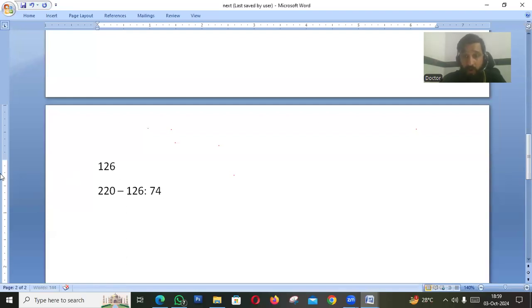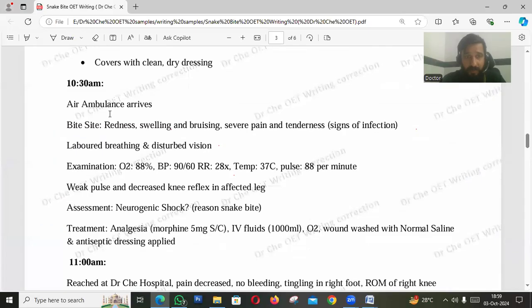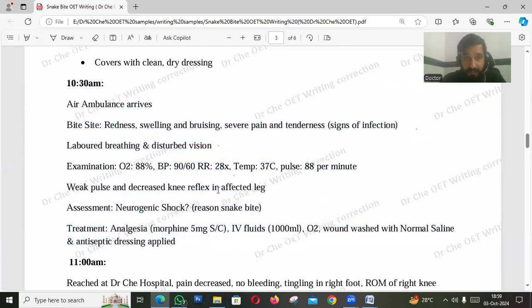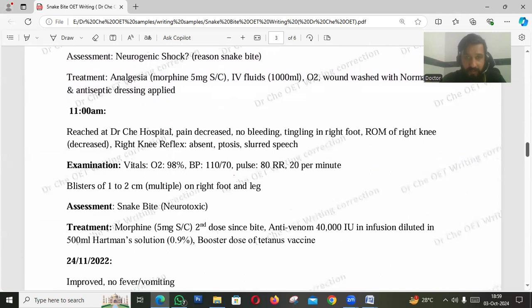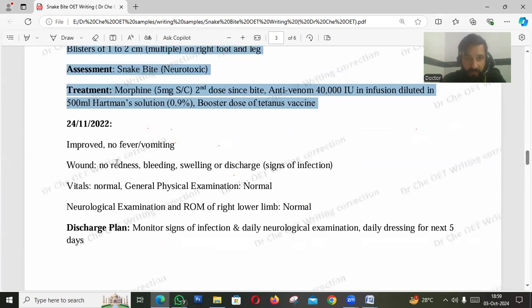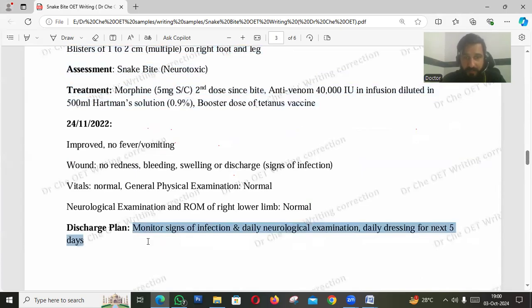So how many things do you still have to write in this letter? You have to write all these things that happened at 10:30 a.m. in the morning: treatment, examination, labored breathing, disturbed vision, all of these signs and symptoms. This examination is important. This is the diagnosis, neurogenic shock. Okay, the treatment. Then you are going to write about what happened at 11 in the morning at hospital. What was the condition? What treatment was given? And you're going to write the discharge plan also. So how is the patient's condition today, and what is the reader going to do for this patient after discharge?